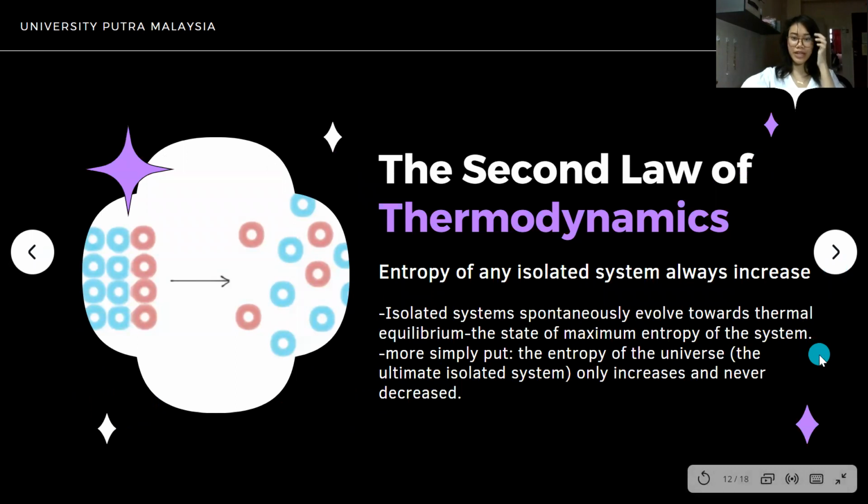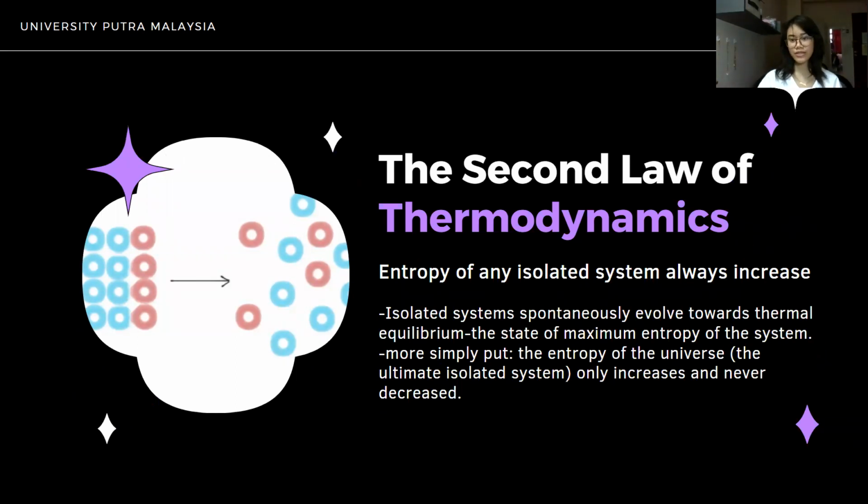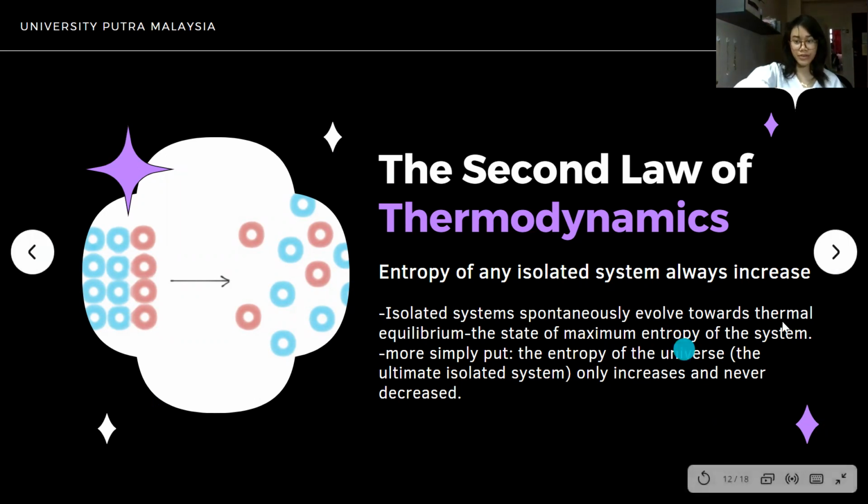The second law of thermodynamics says that the entropy of any isolated system always increases. Isolated systems spontaneously evolve toward thermal equilibrium, which is the state of maximum entropy of the system. More simply put, the entropy of the universe, the isolated system, only increases and never decreases.